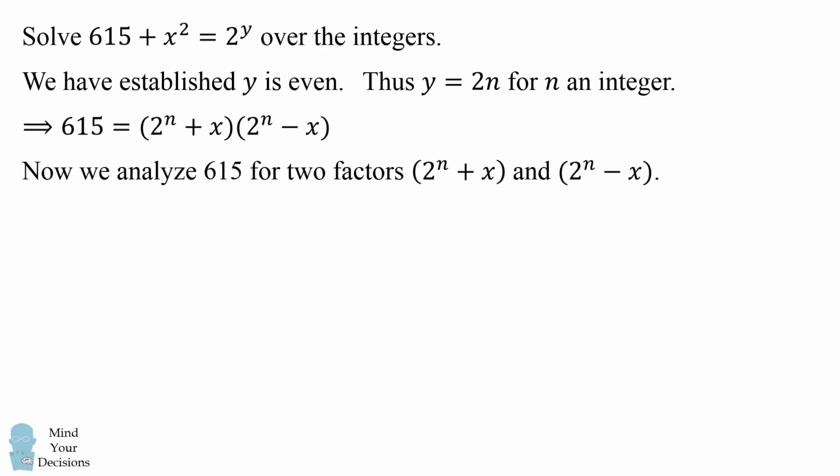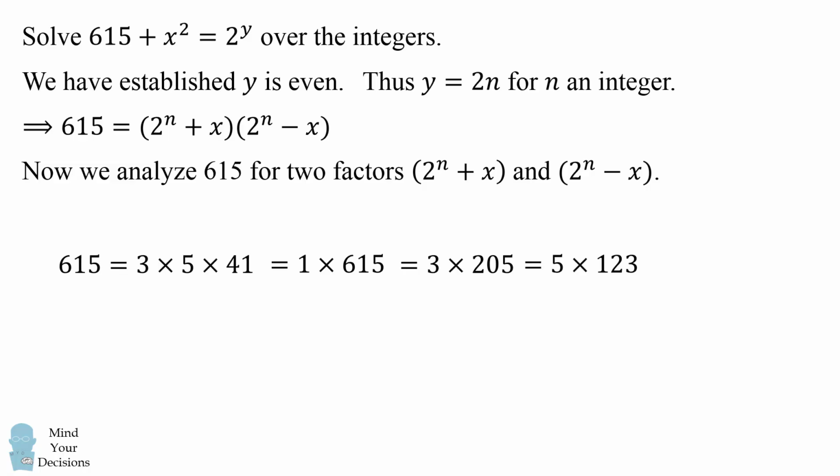So, we're now going to analyze 615 for two factors, 2 to the n plus x and 2 to the n minus x. We can do this by considering the prime factorization. 615 is equal to 3 times 5 times 41. So we consider what pairs of factors we could have which would equal 615. We can enumerate the possibilities. We can have 1 times 615, we can have 3 times 205, 5 times 123, or 15 times 41.